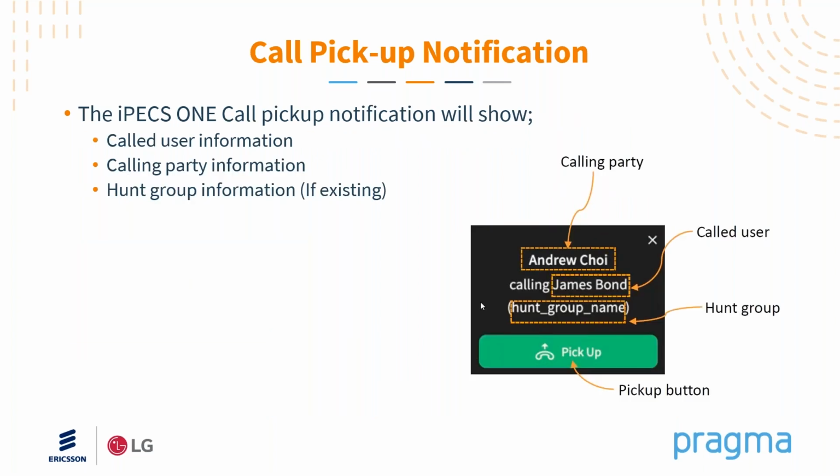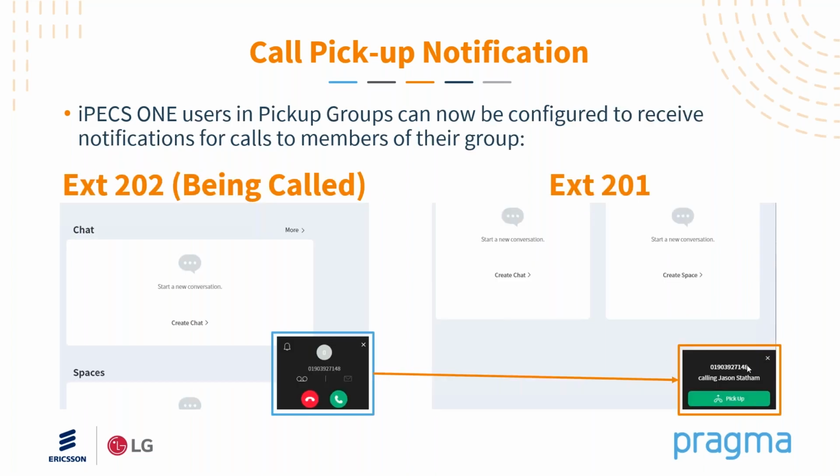And this is the same for hunt groups. If a call comes into a hunt group and you're in a pickup group, as well as seeing the original calling party and the called user, you can see the hunt group name. I should have mentioned on here as well, you can obviously see in a normal pickup, not direct to hunt group, the original caller's CLI and what extension they called.